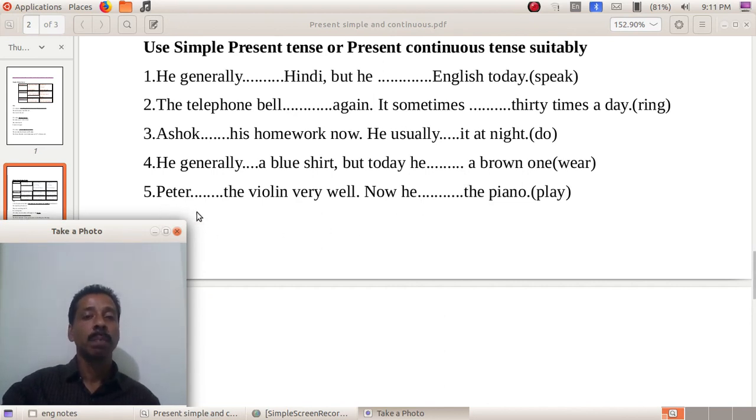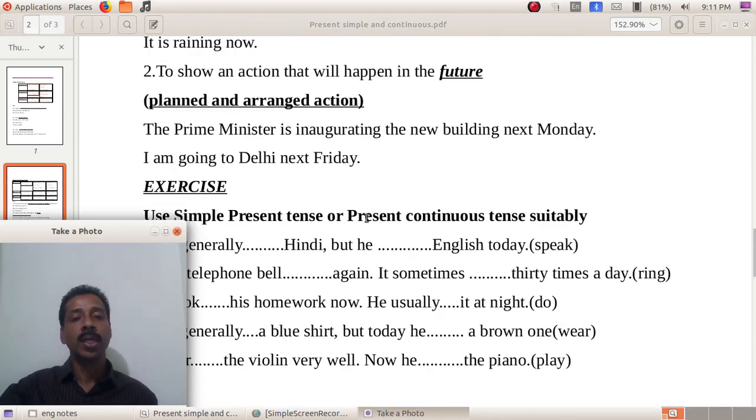Fifth one: Peter dash the violin very well. Now he dash the piano. So very well, Peter plays the violin very well. Now he is playing the piano. So it is his habit, or regular practice, that he plays the violin. So we use plays here. Peter plays the violin very well. But now, at present, he is playing the piano. Okay, so this is what we have to discuss today.